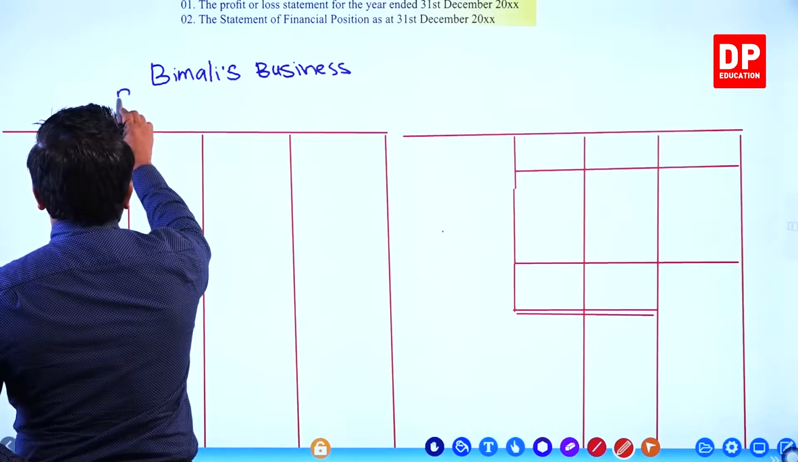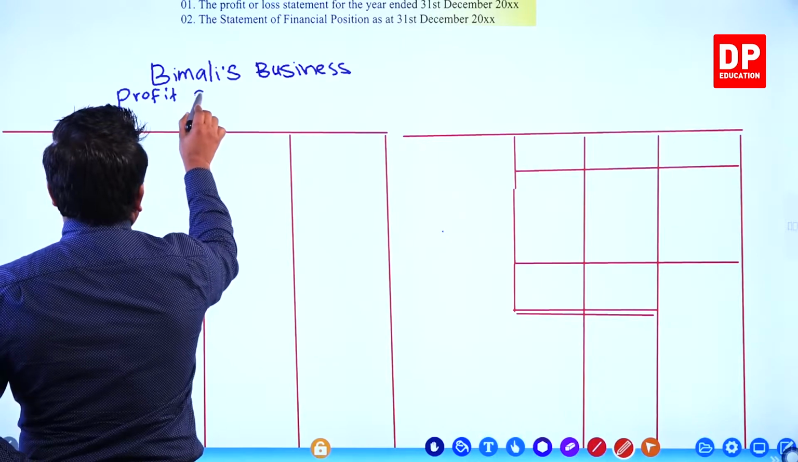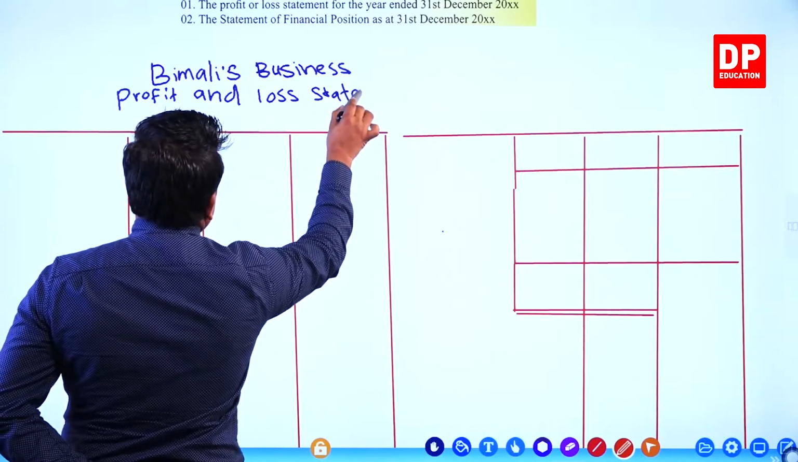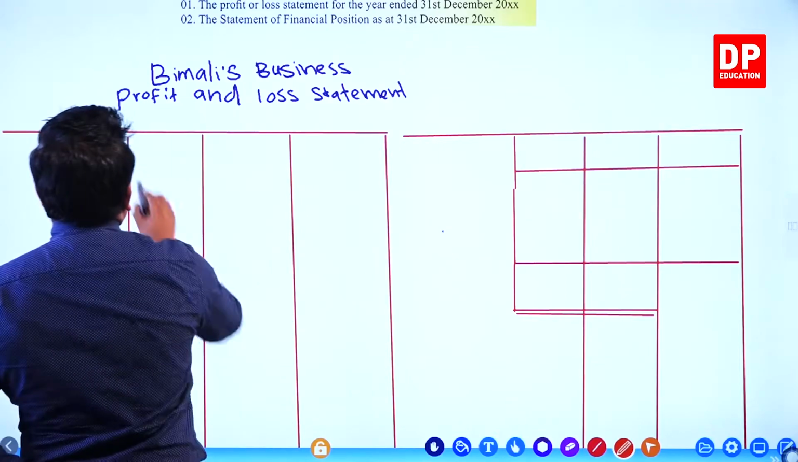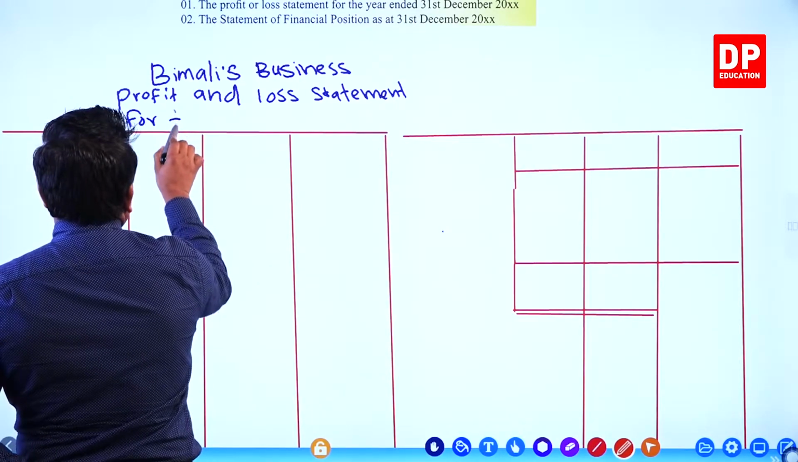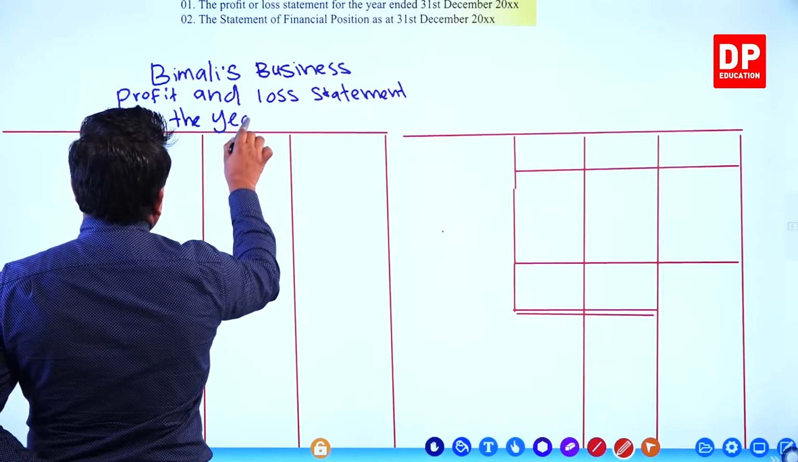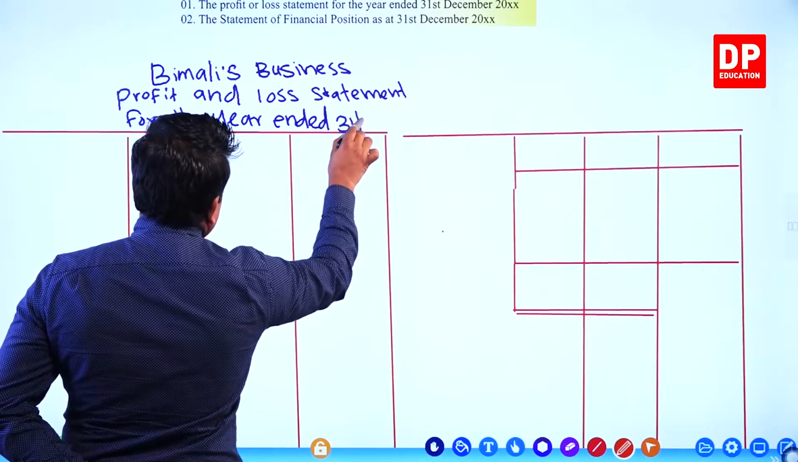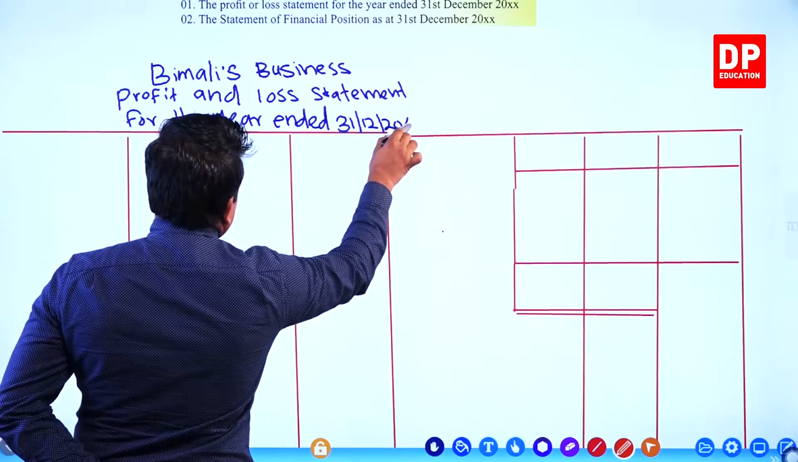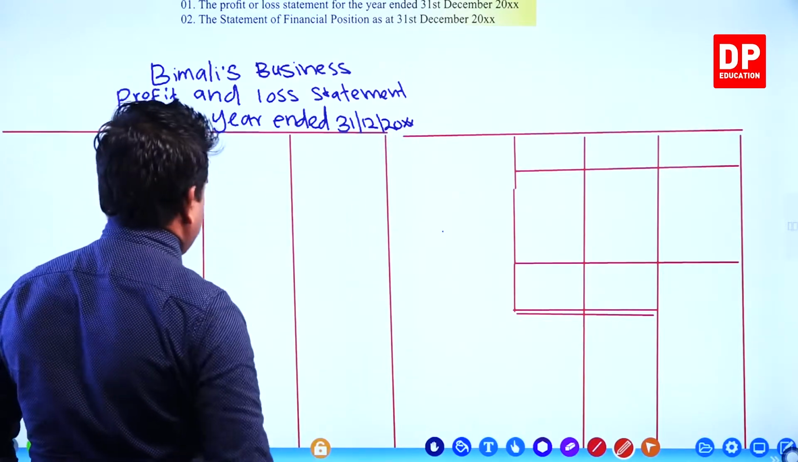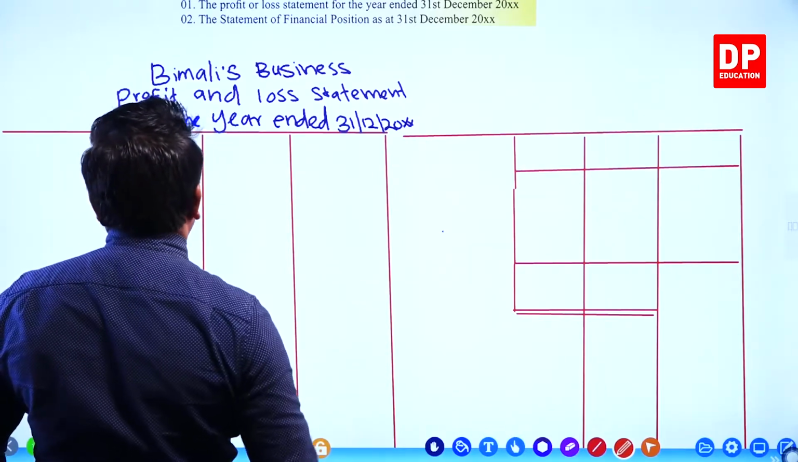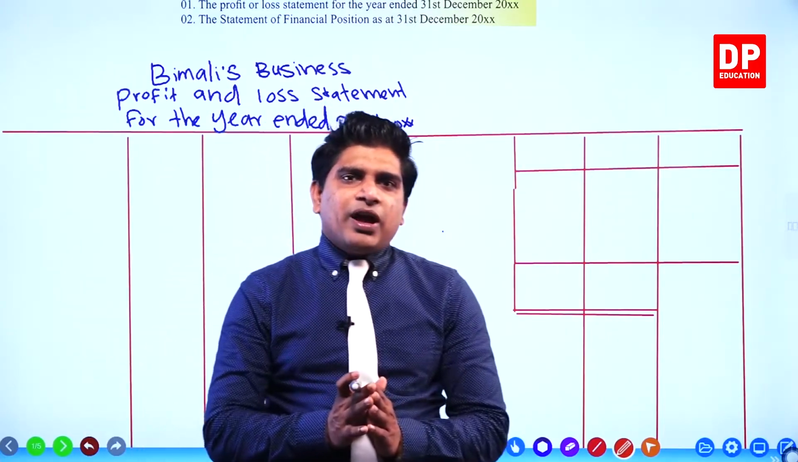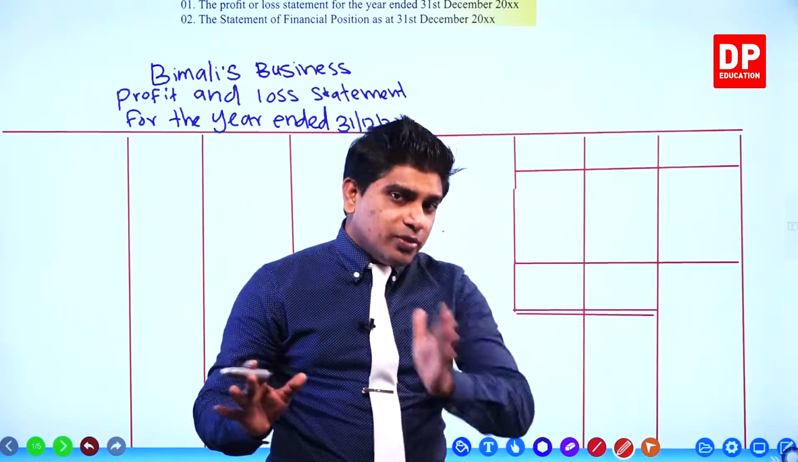Profit and loss statement. You write here for the year ended 31st December 20, you put crosses. Why? Clearly they don't give the year. What is the year, right? Now this one, the profit and loss statement is prepared for the year ended, right? Annually we prepare, you must remember.